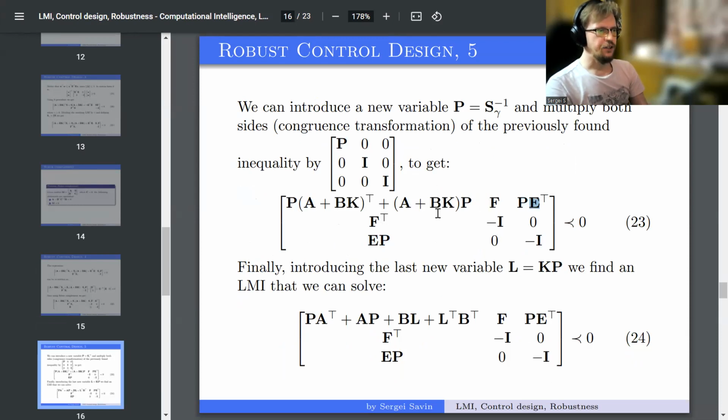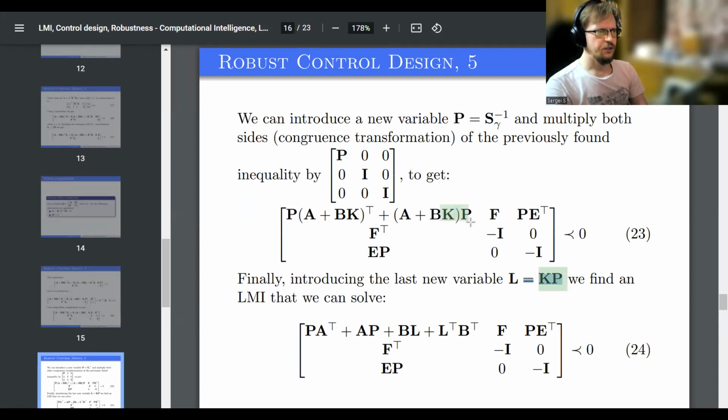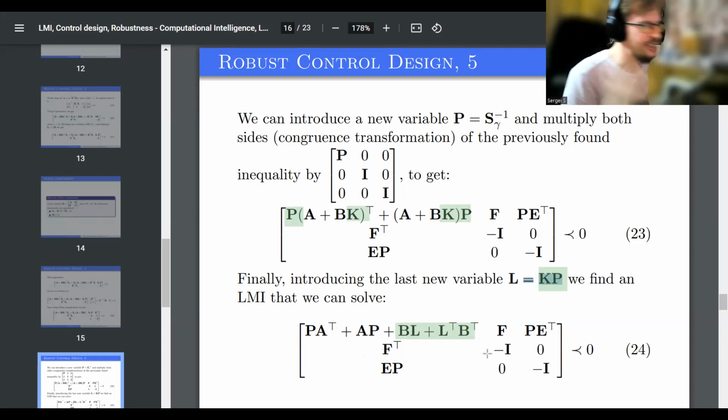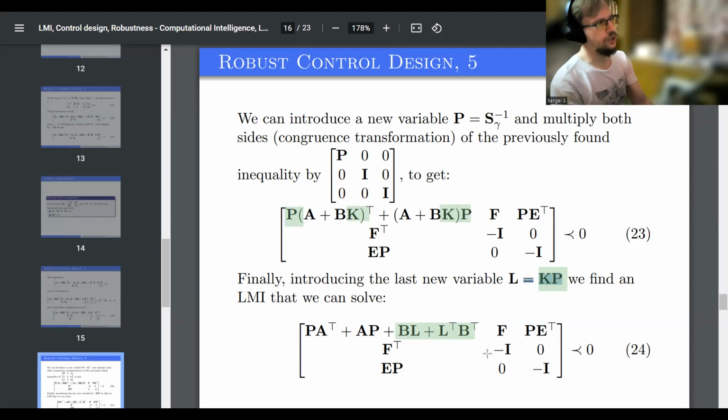So finally, introducing L equals K P, we know that this guy here becomes this guy, and that's it. And this expression, 24, is in linear decision variables. So this is an LMI, and we can put it into an SDP and solve it. Notice it doesn't include gamma, doesn't include C. It has only P and L as decision variables.